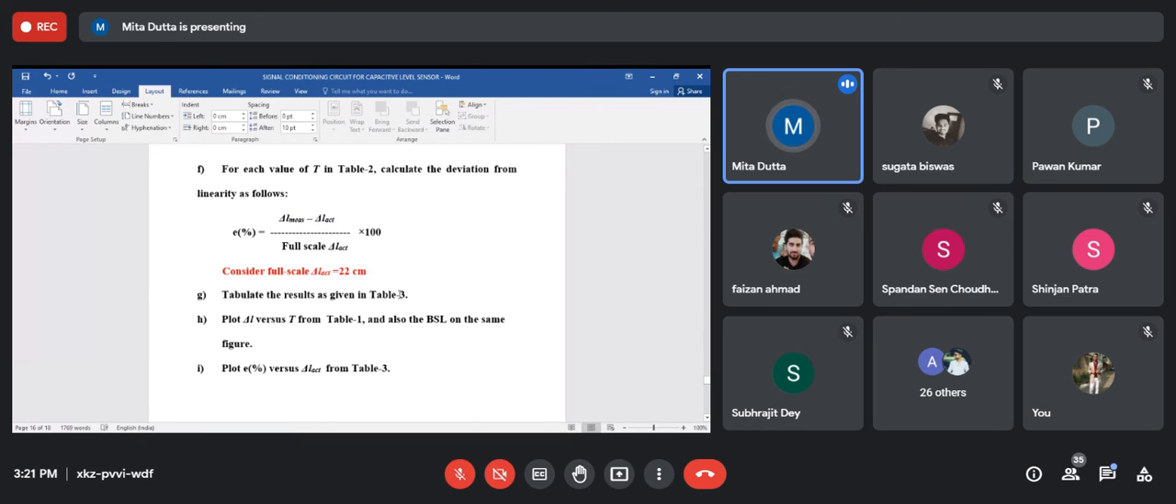And then tabulate the results, and you have to draw a curve, percentage del L versus T from table 1, and also the best fit curve on the same figure. Then we have to draw the error curve, which is percentage error versus del L actual, and this error curve you have to draw by joining the points between 2 points. You have to join it by a straight line.